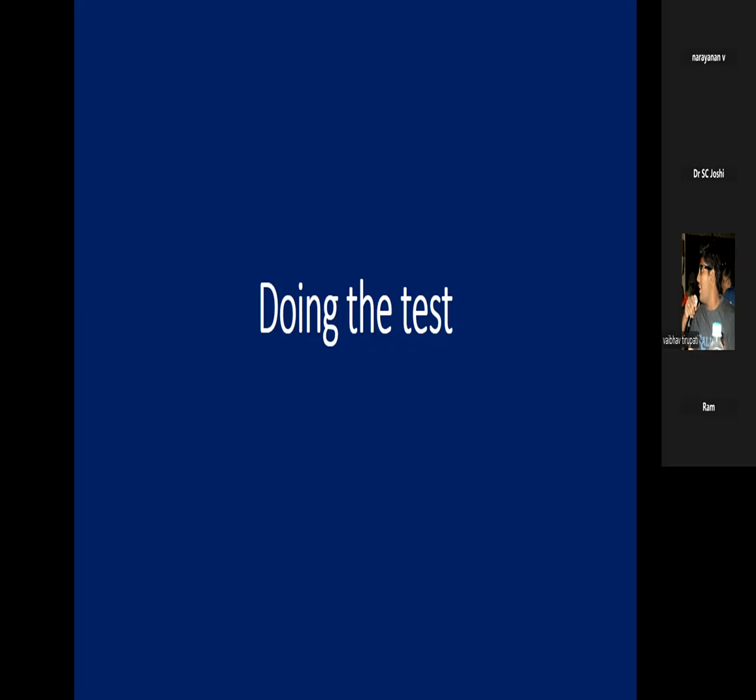So how do we go about doing the test? Step one is record the basal tracing first. How do I do the basal tracing? Ask the patient to take slow, deep breaths, 3 cycles, inspiration, expiration, with no swallows in between.